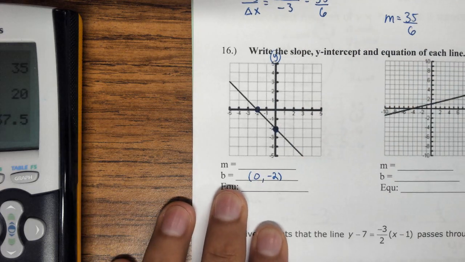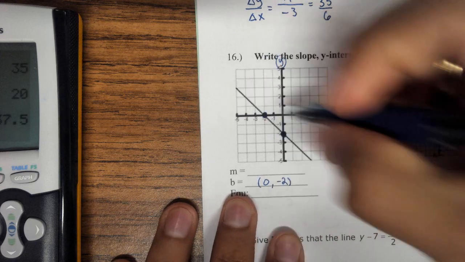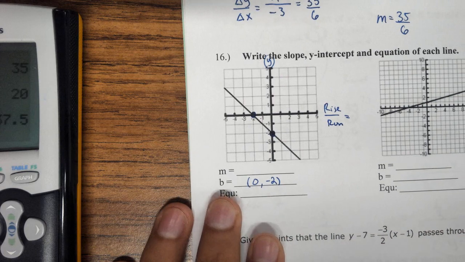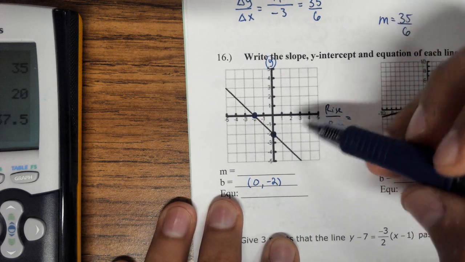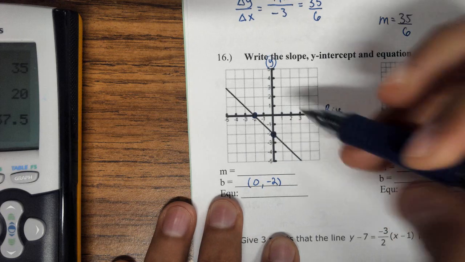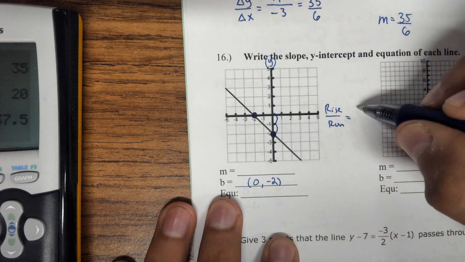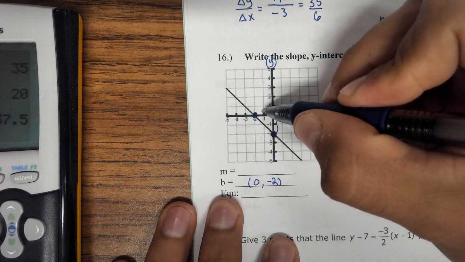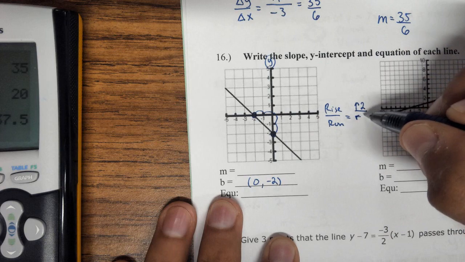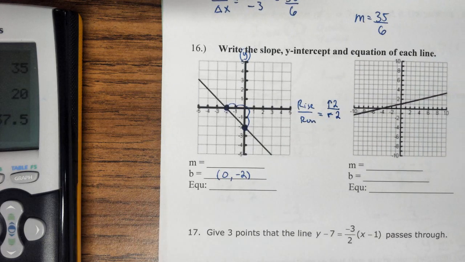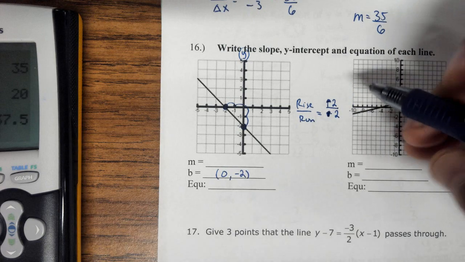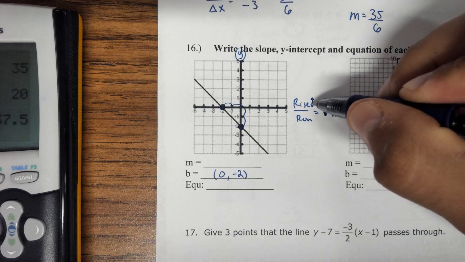My m is going to be rise over run, because we have a graph. I always encourage my students to start on the bottom point. So we start on the bottom, work our way up. That's going to be up 2 units. And then we go over to the left 2 units. I also encourage my students to always do arrows. That helps you keep track of which way you're going. Later you can use your arrows to figure out whether it was positive or negative.